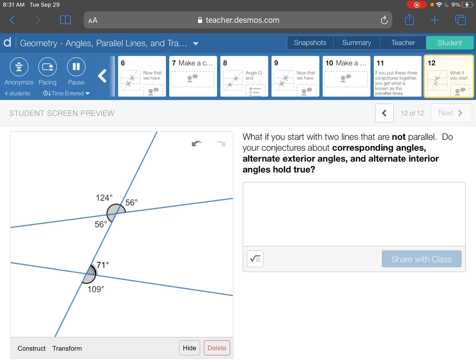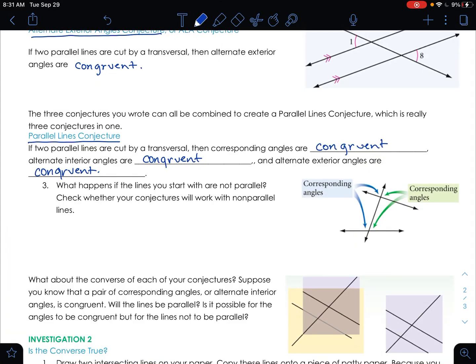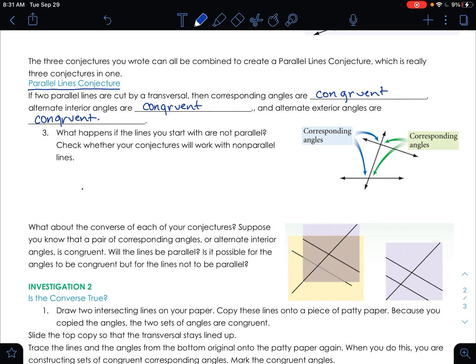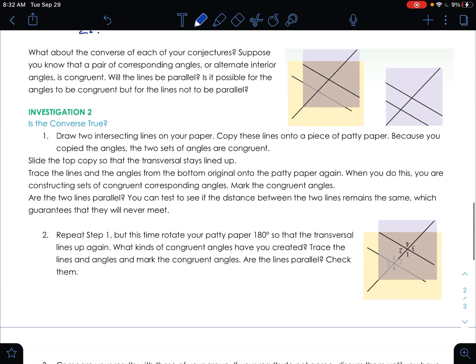56, 71. Those are not congruent. If we look at alternate exterior angles, 124 and 109, those two angles are alternate exterior angles. 124 is not equal to 109, so they are not congruent. And finally, alternate interior angles, 56 and 71. Again, those are not congruent. So to answer that question, if you start with non-parallel lines, then this conjecture does not ring true. Okay, so no parallel lines means no congruent angles like above.